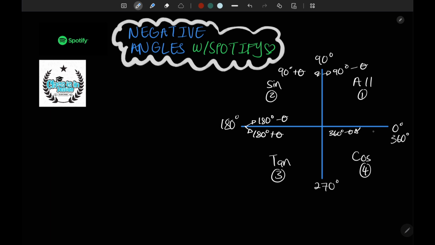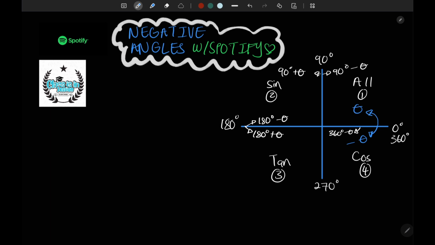Now let's update our case diagram with our negative angle. Our negative angle would be in the 4th quadrant. Just draw a little arrow and write negative theta. We also have positive theta. So in the 1st quadrant, just draw a little arrow and write theta.